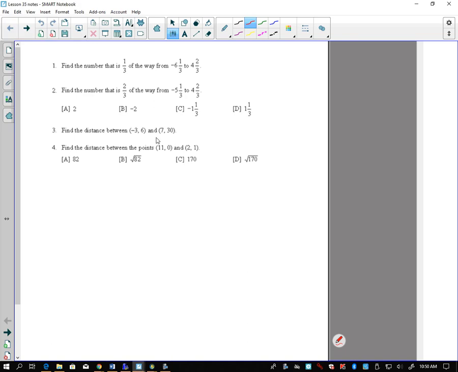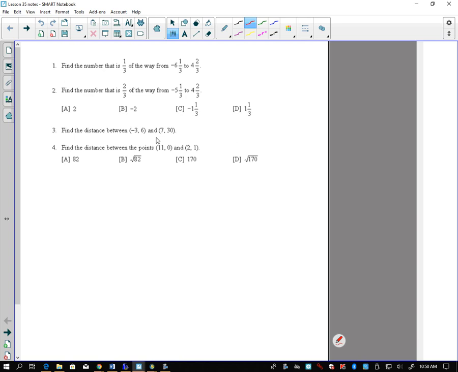Algebra 3, Lesson 35, covers a few different things: changing coordinate, the name of the number, and the distance formula. That's what you're seeing in 3 and 4, the distance between two coordinates. This should be review for everybody in here, correct?